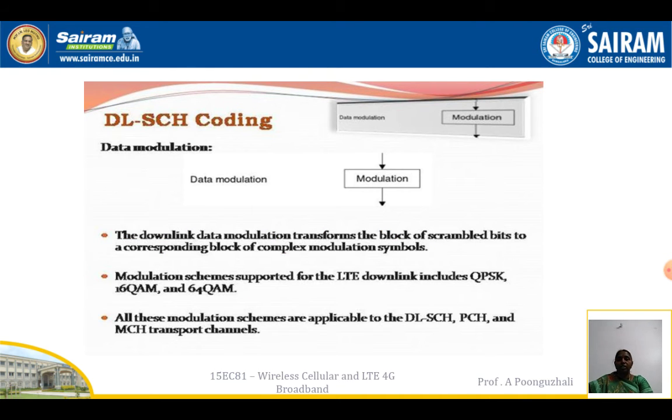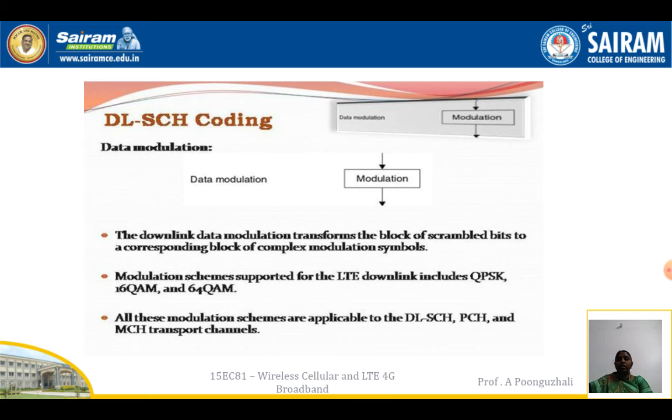Next is your data modulation. Once the scrambled bits are obtained, modulation is going to be done. The downlink data modulation is going to transform the blocks of scrambled bits into a corresponding block of complex modulation symbols. The modulation schemes supported for your LTE downlink are QPSK, 16 quadrature amplitude modulation or 64 quadrature amplitude modulation. All these modulation schemes are applicable to the downlink shared channel, the physical channel and a multicast transport channel.